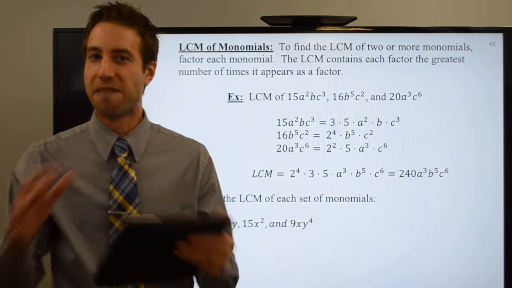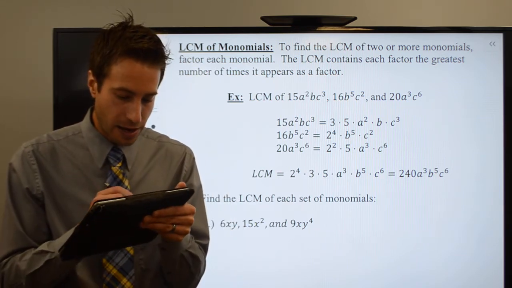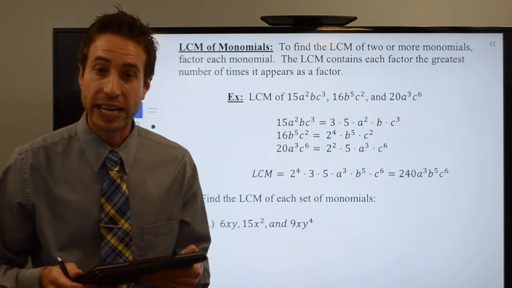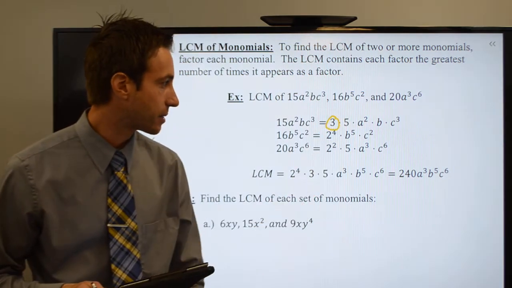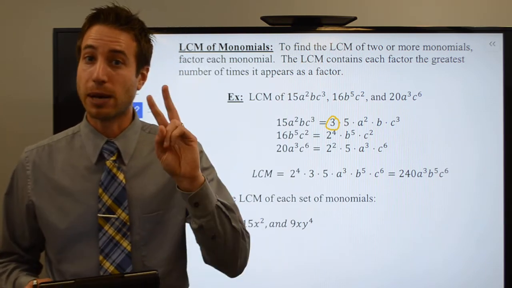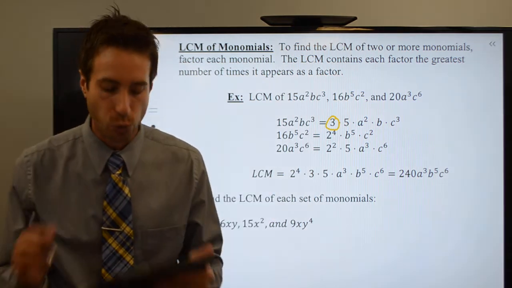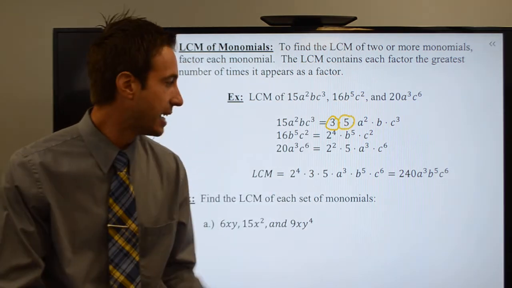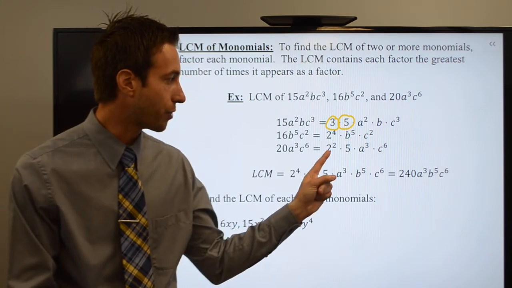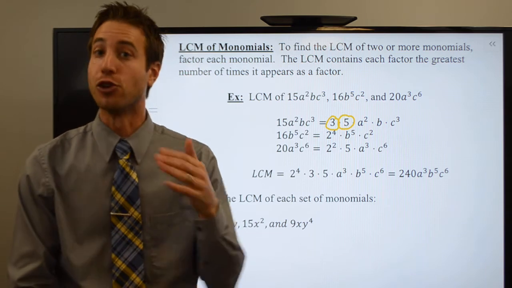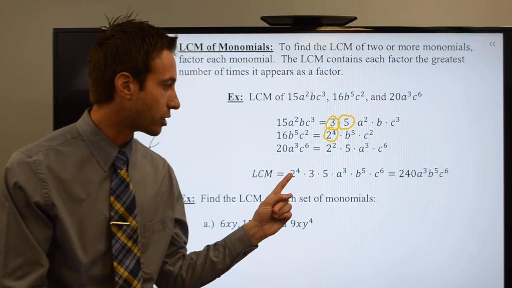Now I go through and I find all of the factors that appear, but keep the ones that appear the greatest number of times. All right, well, 3 only shows up once. It shows up right there, so I keep the 3. There it is. 5 shows up twice, but in both cases, it's a 5 to the 1st. So it doesn't matter which one you pick. Either of them is fine. There's my 5. 2 shows up twice, 2 to the 4th and 2 to the 2nd, but we keep the greatest number, the largest power, so 2 to the 4th. So there's my 2 to the 4th.